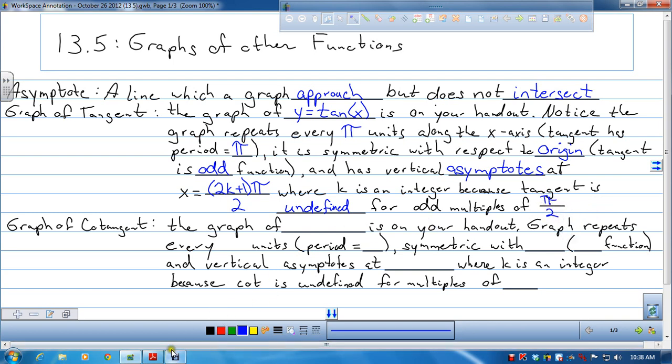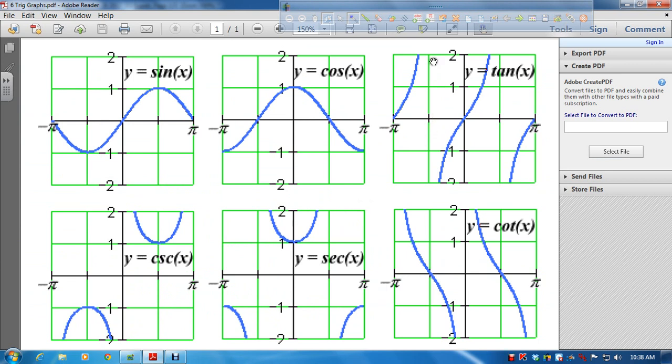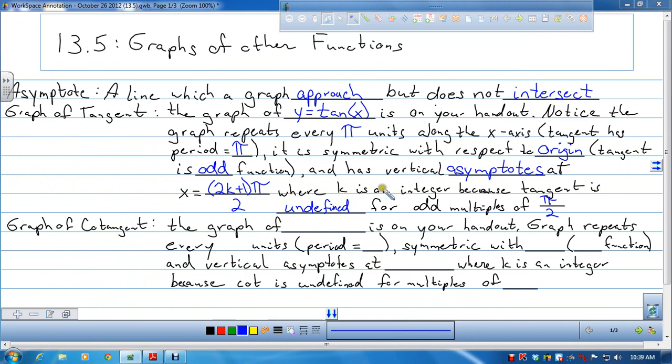So if you take a look at your graph, you'll see you have an asymptote here at negative pi over 2 and at positive pi over 2. As you continue going, odd multiples, that would be pi over 2, 3 pi over 2, 5 pi over 2, 7 pi over 2. That's what we mean by odd multiples of pi over 2. So that's where those asymptotes would be for tangent.